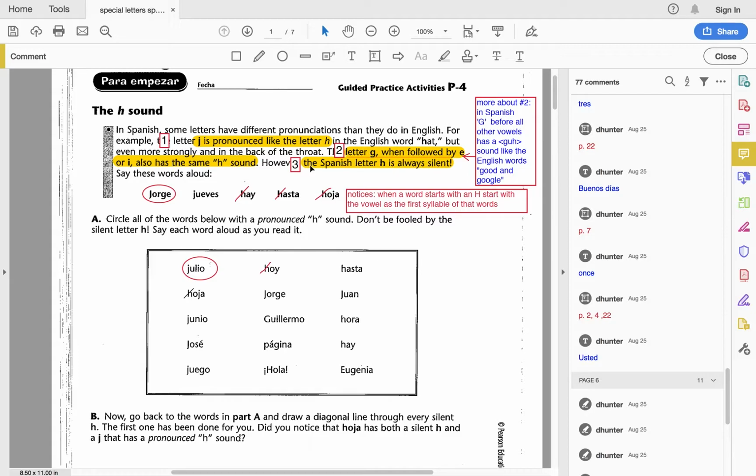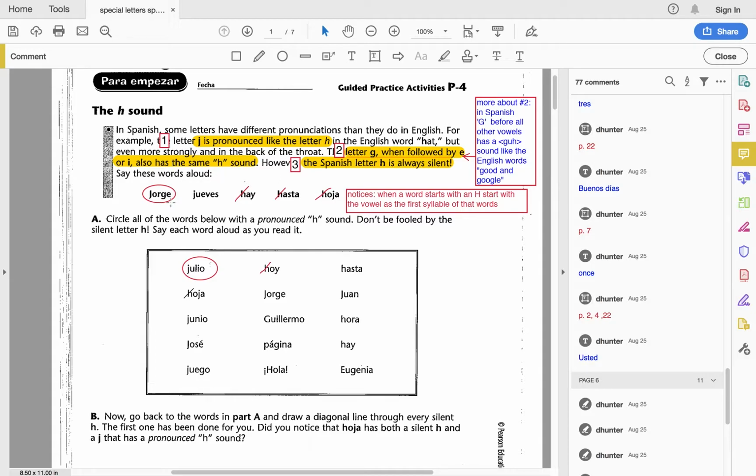Third and final H sound to keep in mind in Spanish, the Spanish letter H is always silent. That's a basic one, just one to keep you aware of how to pronounce words. So we'll go over that a little more in depth, but first let's say these aloud.